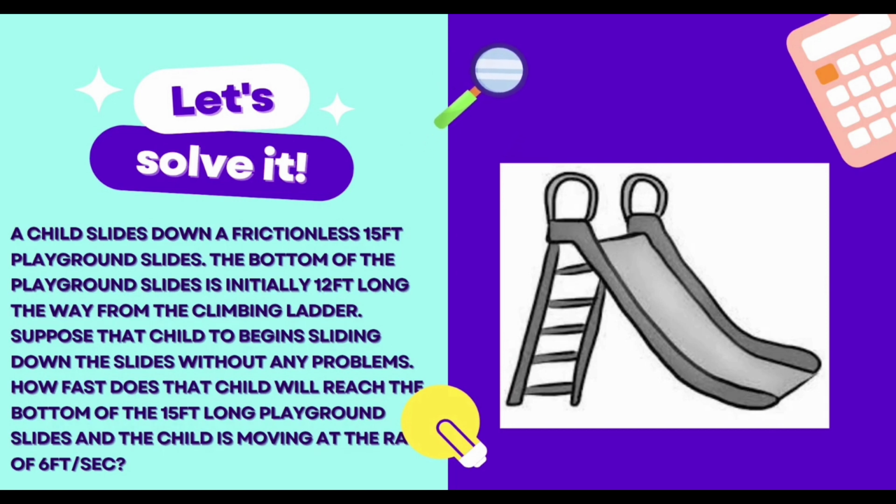Let's read the question together. A child slides down a frictionless 15 feet playground slide. The bottom of the playground slide is initially 12 feet away from the climbing ladder. Suppose the child begins sliding down the slide without any problems. How fast will the child reach the bottom of the 15 feet long playground slide? And the child is moving at the rate of 6 feet per second. At the right, we can see the picture of the playground slide.